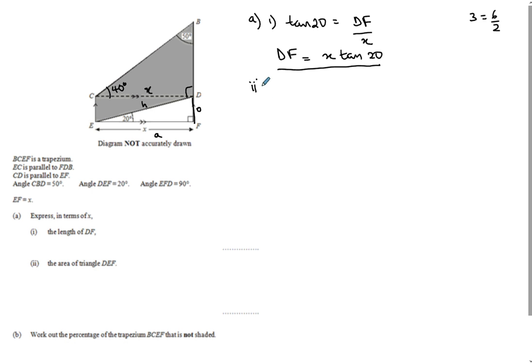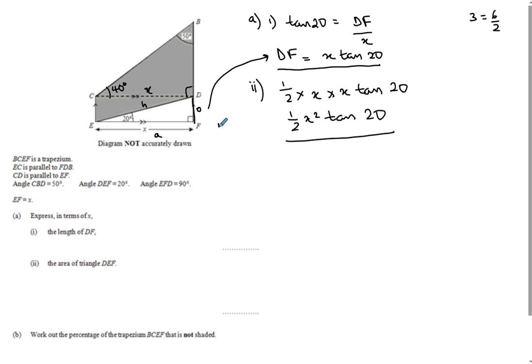Okay, so part 2, triangle DEF. We know we're going half base times height, and we know that O is actually that there. So we're going half times X times X tan 20. So we've got half X squared tan 20. And that would be the area of DEF.